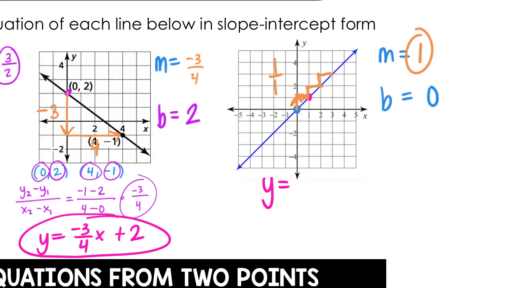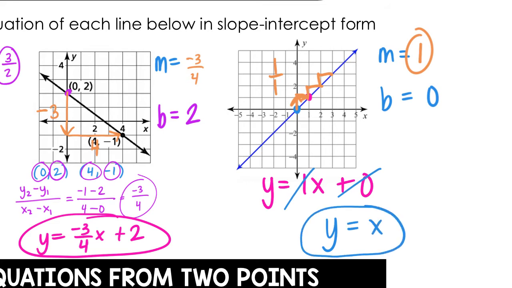So this would be y equals, I'm going to start it like this, 1x plus 0. But remember, we don't need to write the 1 and we don't need to write the 0. So the best way to write this one is actually just y equals x. It's kind of interesting, right? Just y equals x. That would be the best way to write it.